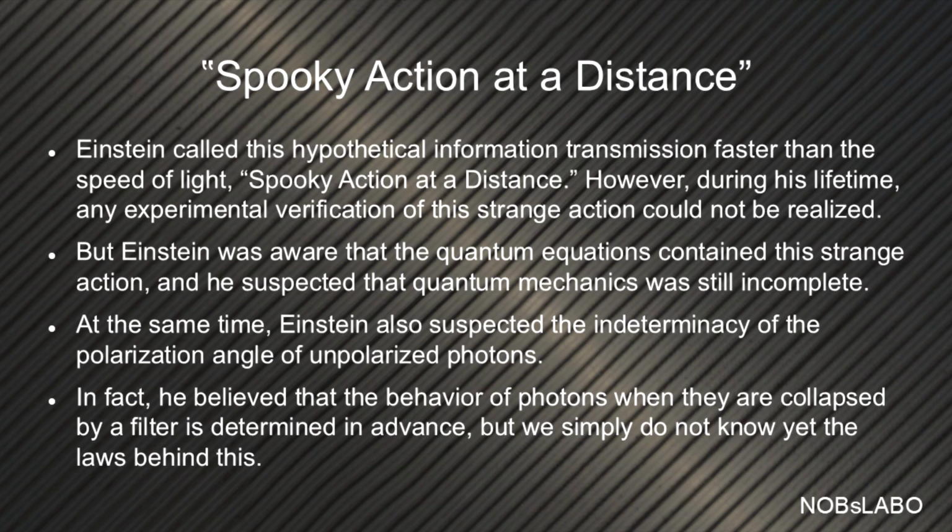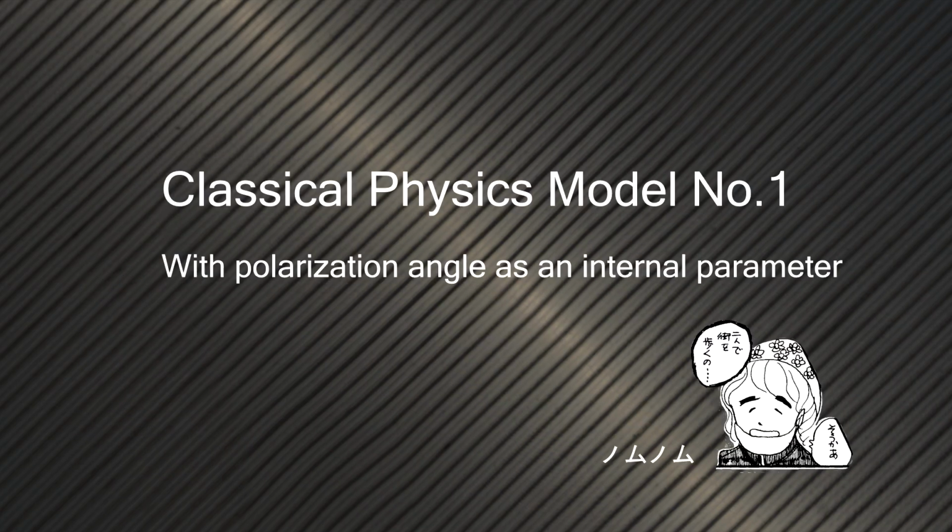At the same time, Einstein also suspected the indeterminacy of the polarization angle of unpolarized photons. In fact, he believed that the behavior of photons when they are collapsed by a filter is determined in advance, but we simply do not know yet the laws behind this. Below, we will look at two classical physical models that appear to be able to explain quantum entanglement, and assume the deterministic physical model Einstein believed in.